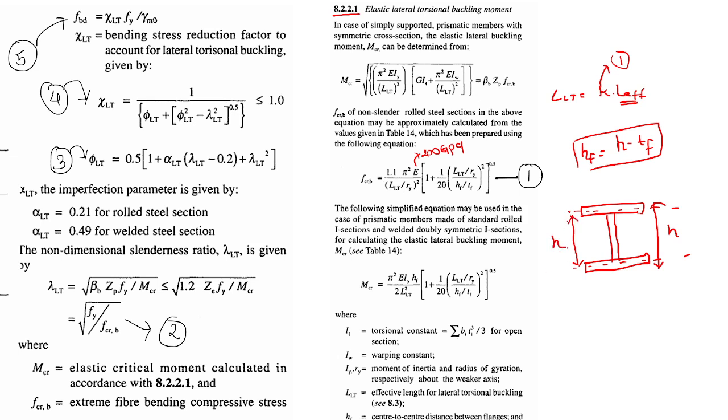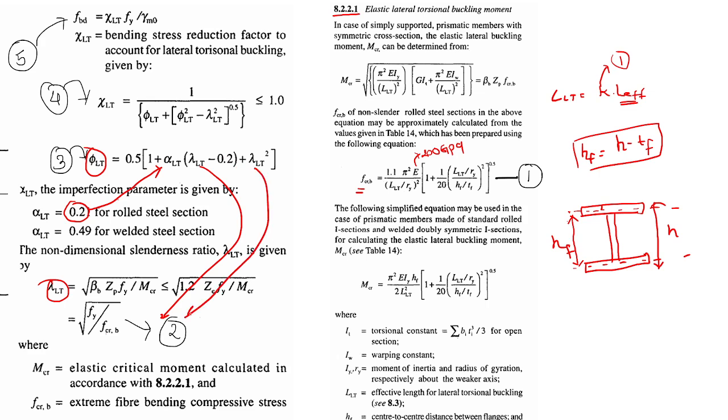So HF is H minus this half, and half is TF. TF is the thickness of the flange. After calculating that, we will use Fy 250 divided by this value to calculate lambda LT, and after that we will calculate phi LT, which is 0.5 times 1 plus alpha LT. Alpha LT is 0.21 in our case since it is rolled, and we will solve for rolled. Lambda LT we already calculated here.